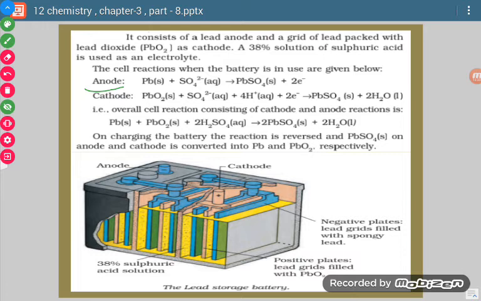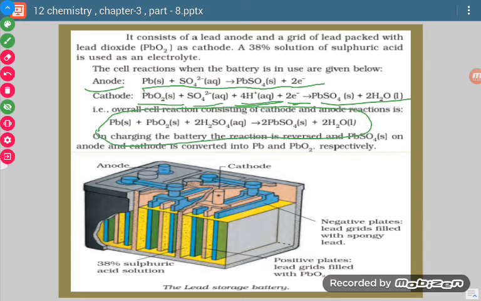For anode, lead combines with sulfate ion to form lead sulfate plus 2 electrons. Similarly, lead dioxide combines with sulfate, and in addition to this it combines with H positive ion, and since it is a reduction reaction, there is also gain of electrons. So the result is lead sulfate plus H2O. Now when we combine these two reactions, we get this overall reaction.